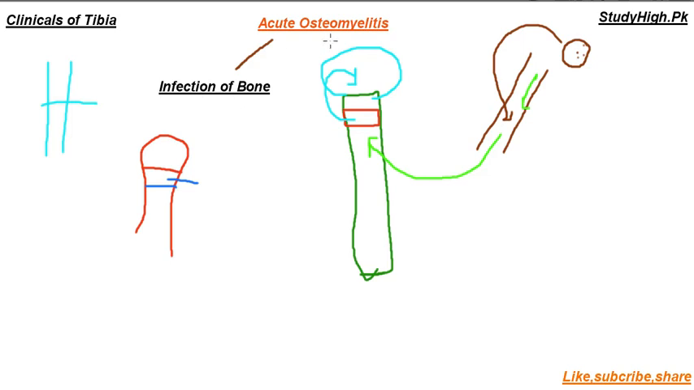So this is acute osteomyelitis. Why does it occur in the upper part of the tibia, or why is the upper part of the tibia the commonest site of attack of acute osteomyelitis? Because these bacteria affect the metaphysis, and the metaphysis is present just below the upper part containing the epiphyseal plate.